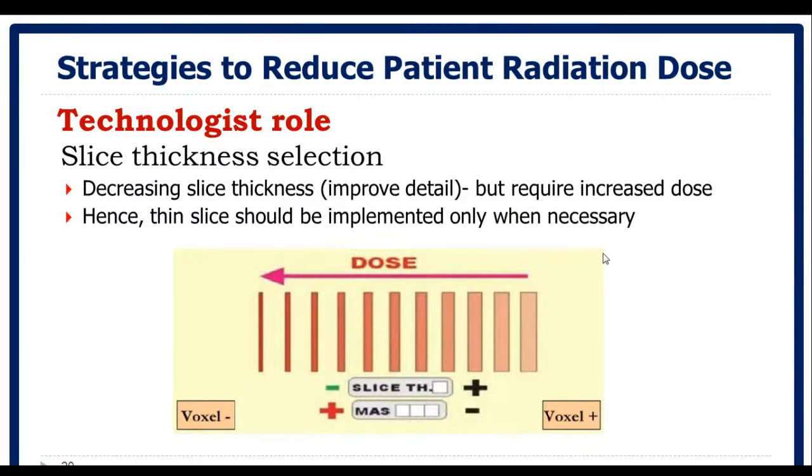Slice thickness also, decreasing the slice thickness, as you know, improves the image quality and the details, but it requires increased dose, and thin slice thickness should be implemented only when necessary. And this should be specified in the agreed protocol in the quality assurance manuals, and should be followed by the technologist if there is need. But selecting thinner slice thickness without justification will lead to increased patient dose.